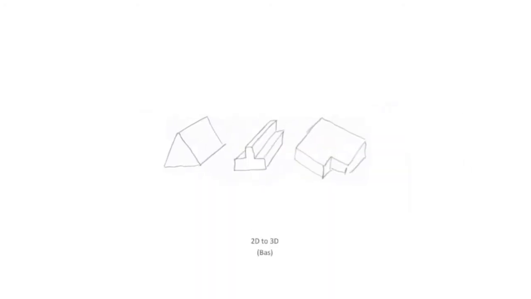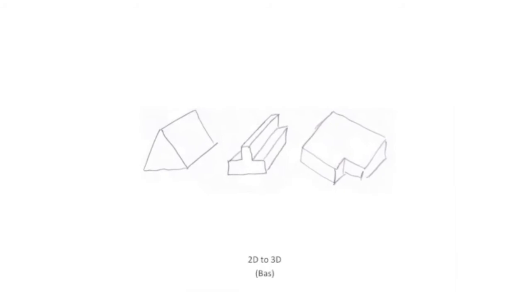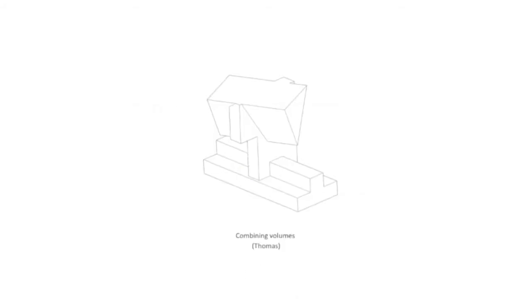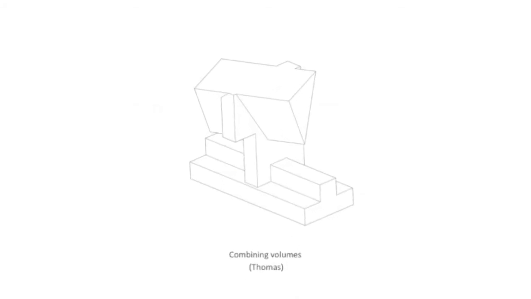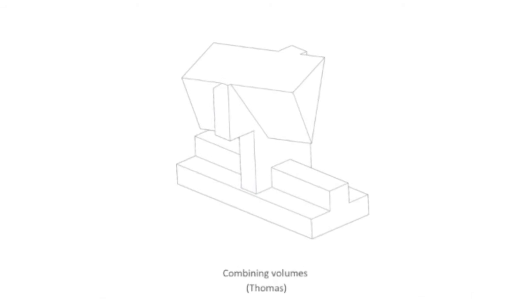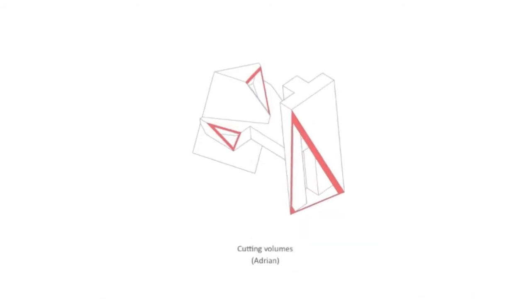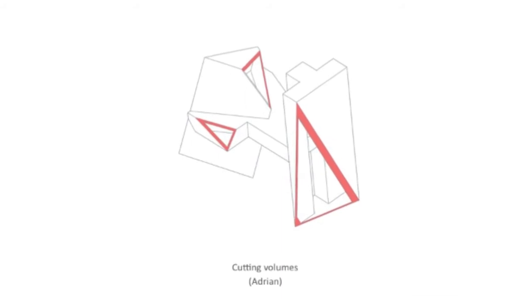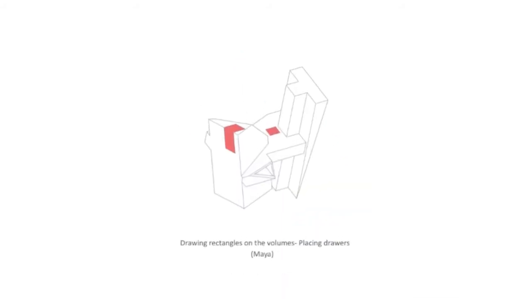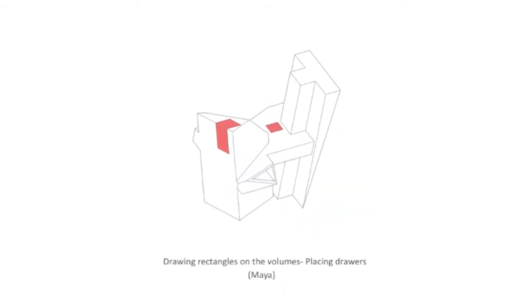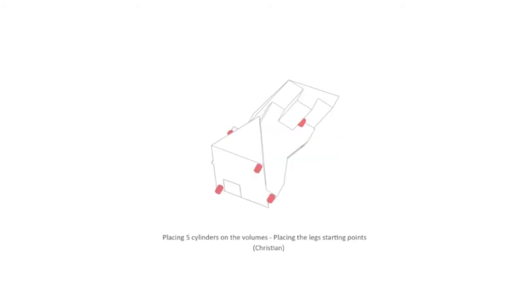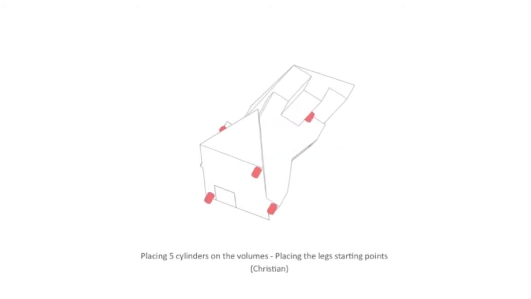So, for example, I started by asking Amelia to draw three shapes. Then I asked another guy to take these shapes and extrude them to make volumes. Another guy combined the shapes, and another one cut it for me. I asked Maya to draw rectangles on the shapes, and she didn't know that I was going to use her shapes as drawers. And Christian didn't know that I was going to use his cylinders as a starting point for my legs.